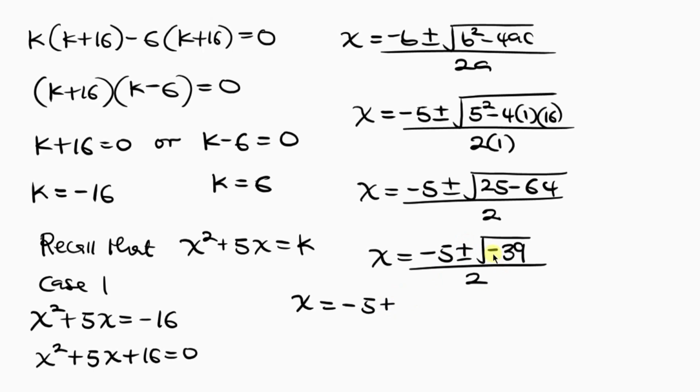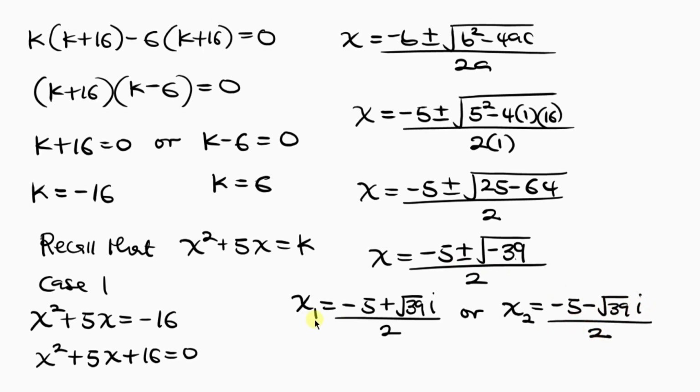Now I have negative 39 inside of a square root, which means this is a complex number. So it's going to be written as the square root of 39 without a negative, but I'm going to put i outside, all over 2. And the second value of x, let me call this x sub 1 and let me call this x sub 2, will be equal to negative 5, this time minus the square root of 39 i, all over 2. So these are two values for x from our first case.